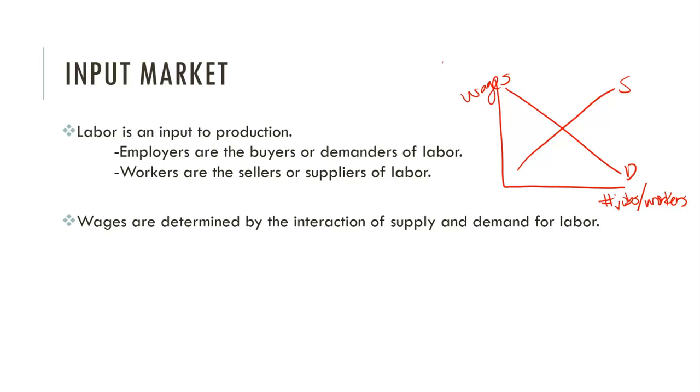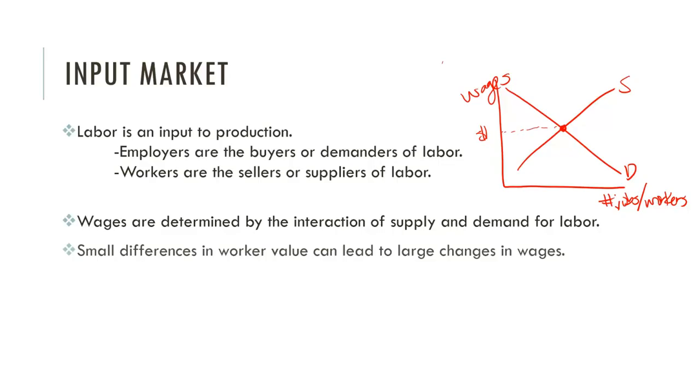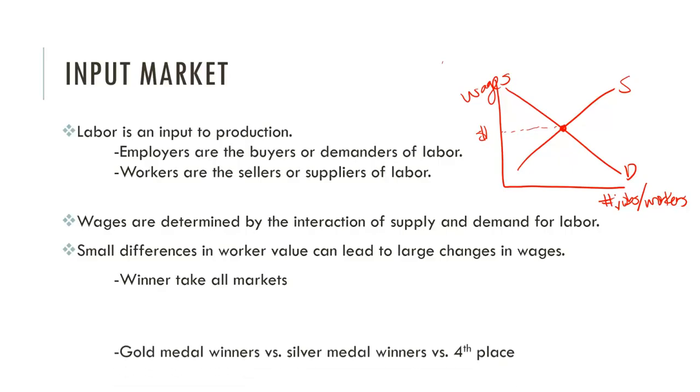So you want to know, why are we getting paid a certain amount of dollars for this job? Well, look in the supply and demand and you'll see it turns into whatever pay. We're going to get into a lot of those differences today. And small differences in worker value can lead to really large changes in wages. Sometimes we'll have winner take all markets. So there's a winner and there's a loser. Whoever wins gets everything, whoever loses gets nothing.